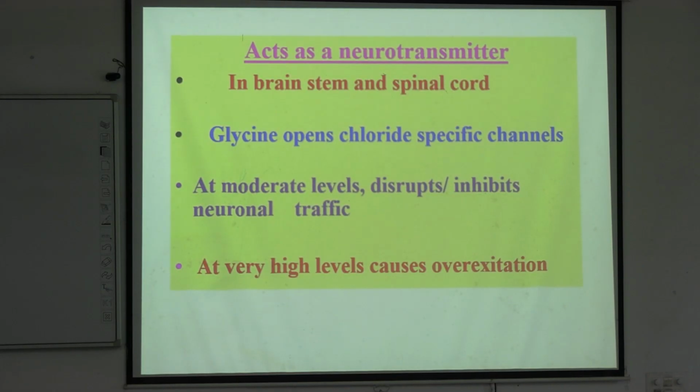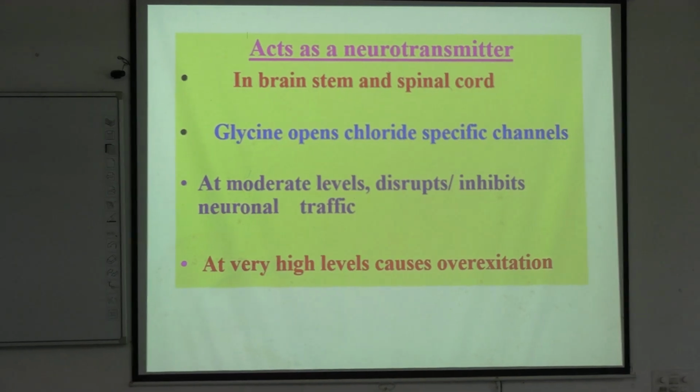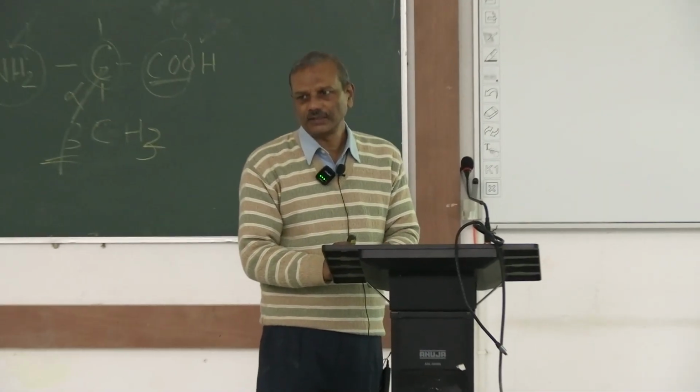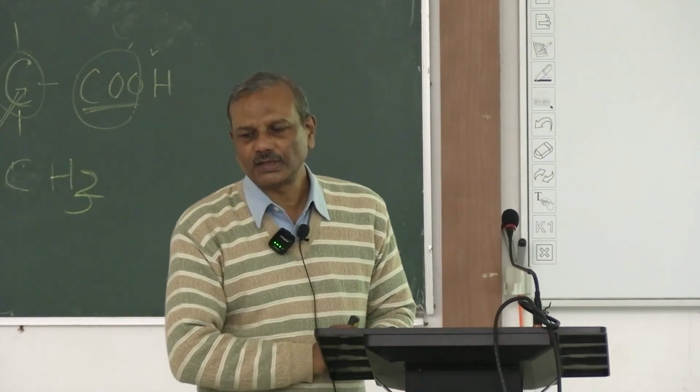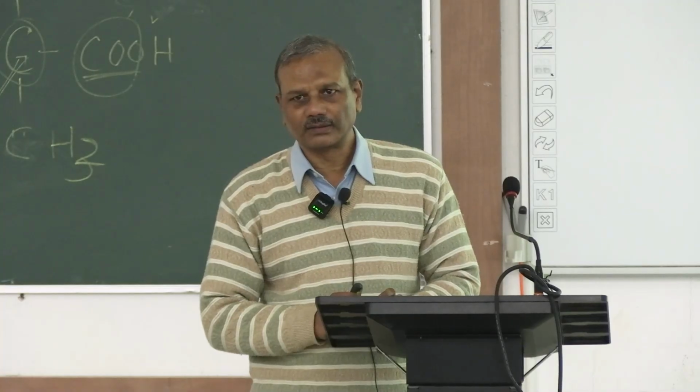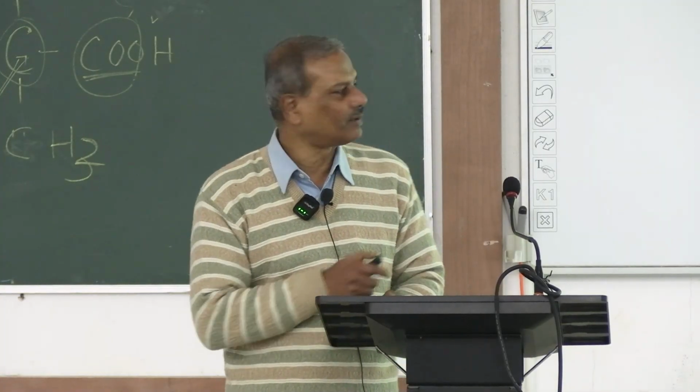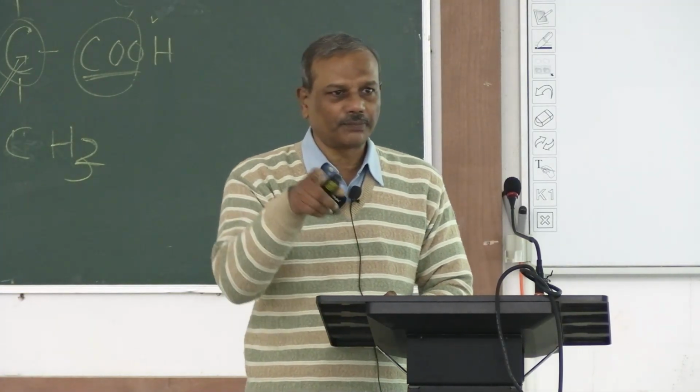It also acts as a neurotransmitter, not always inhibitory. In the brainstem and spinal cord, it opens specific chloride channels. At a moderate level, it inhibits neuronal traffic, an inhibitory role, but at a very high level, it causes excitation. So you write down, it is a neurotransmitter. It acts as an inhibitory neurotransmitter when it is in moderate concentration, and as an excitatory neurotransmitter when in high concentration. In the laboratory, in your clinical practice, you will use glycine.